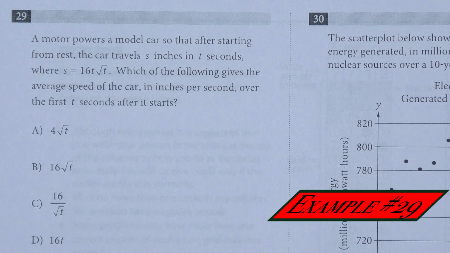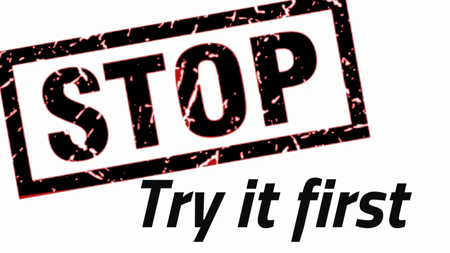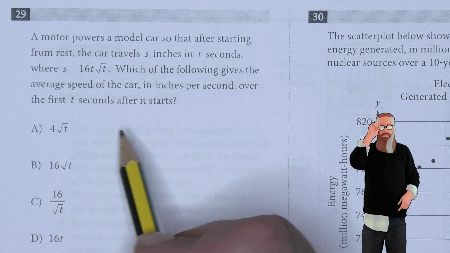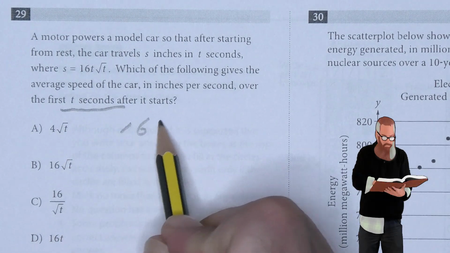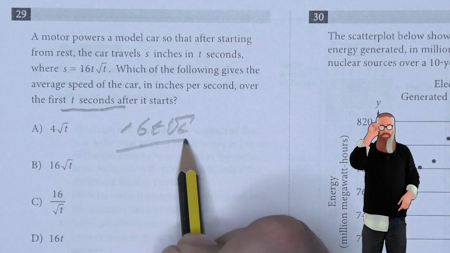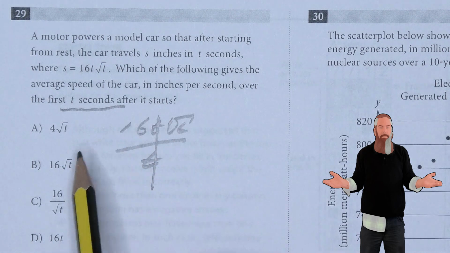A motor powers a model car so that after starting from rest, the car travels s inches in t seconds, where s is equal to 16t times the square root of t. Which of the following gives the average speed of the car in inches per second over the first t seconds after it starts? So because we're talking about really in the first t seconds, this is key to us.